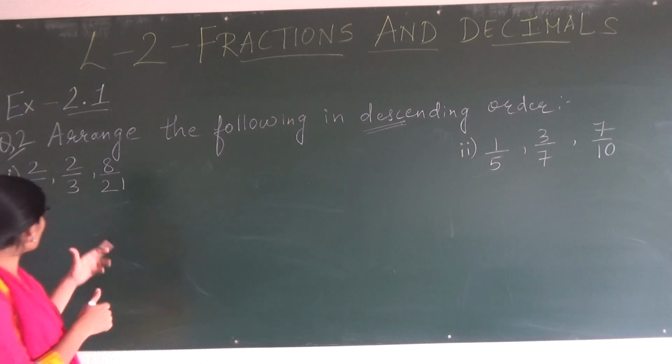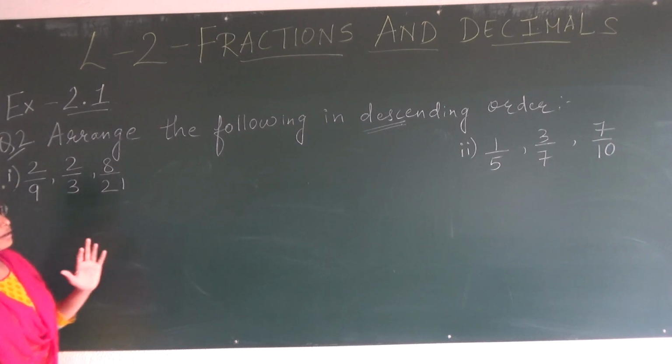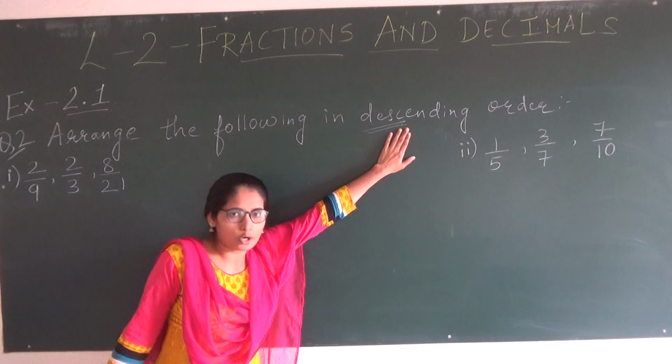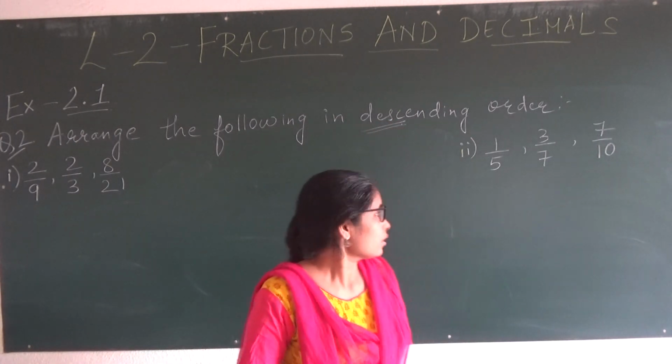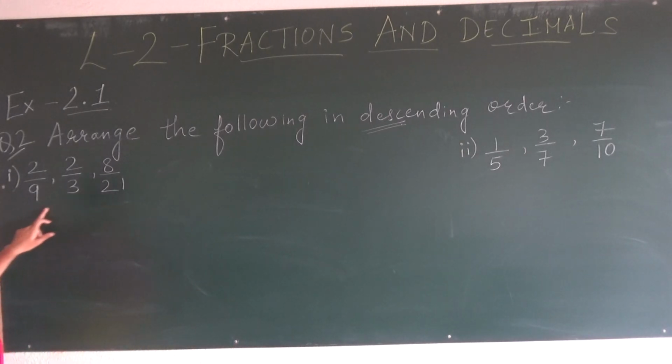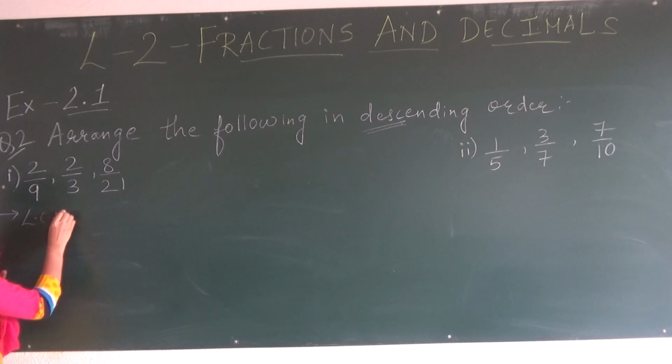As you can see, the denominators given over here are different. They are all unlike fractions. For arranging in descending order, first of all we need to make the denominators the same. So we will take out the LCM of these three. So the first step will be our LCM.